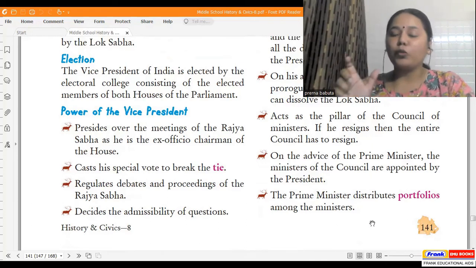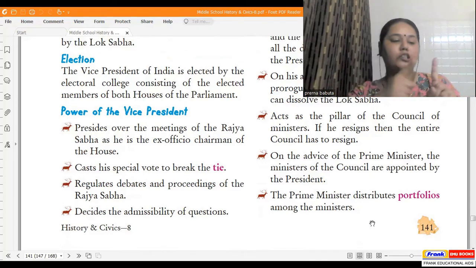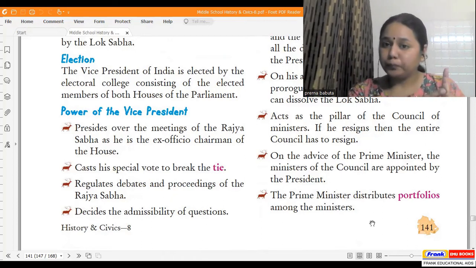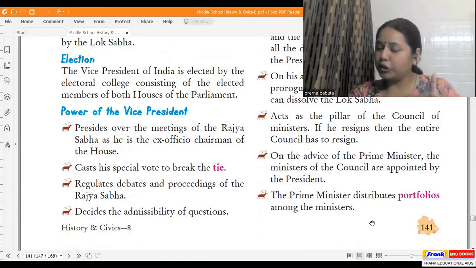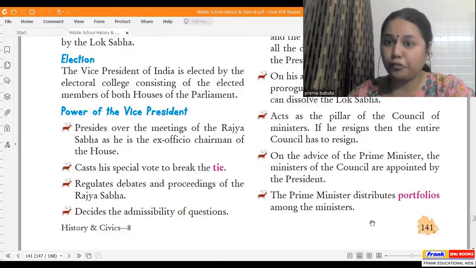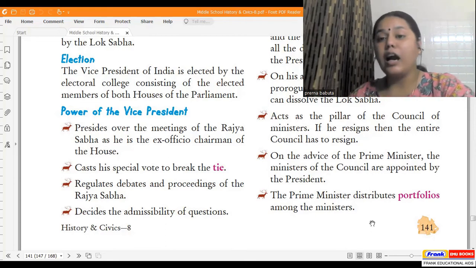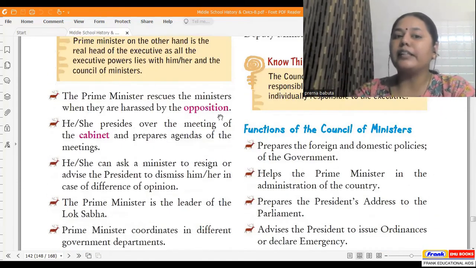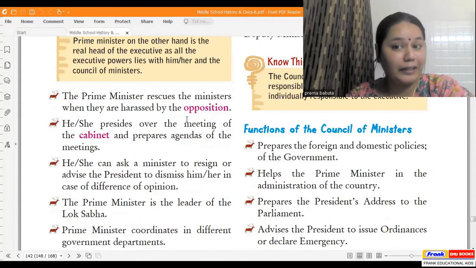So what do you mean by portfolios in ministry? So you have a railway minister, you have a minister of the food industry, you have, let's say, a minister of information and technology. So all these different portfolios, these different ministries that we talk about, are called portfolios. All right. And the Prime Minister rescues the ministers when they are harassed by the opposition.